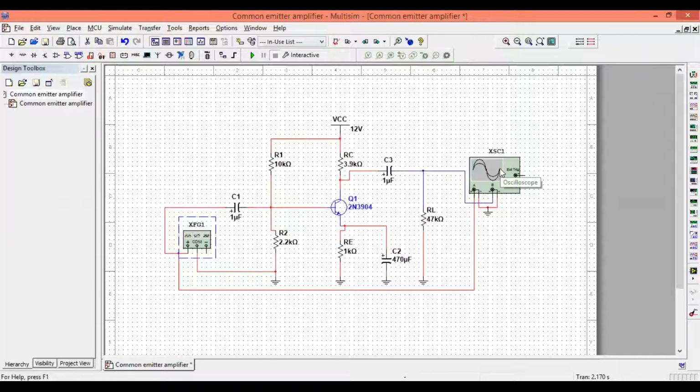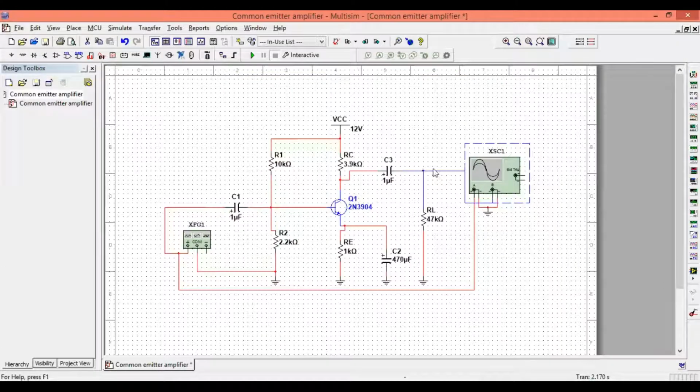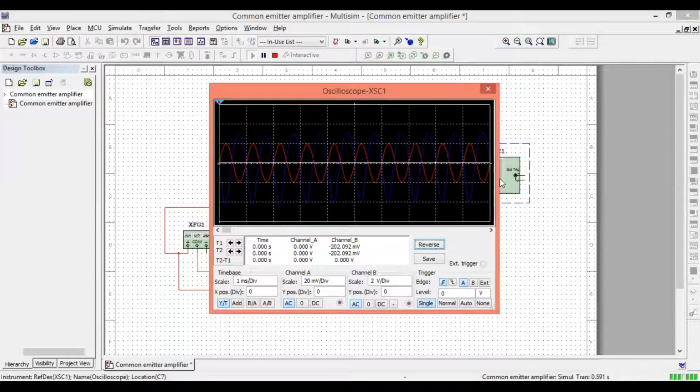Now if we look at the oscilloscope, let me simulate this circuit. Actually we will look at the voltage gain of this circuit, we will look at the current gain of this circuit, and we will look at the power gain. So if we simulate this circuit, so these are actually the simulations.